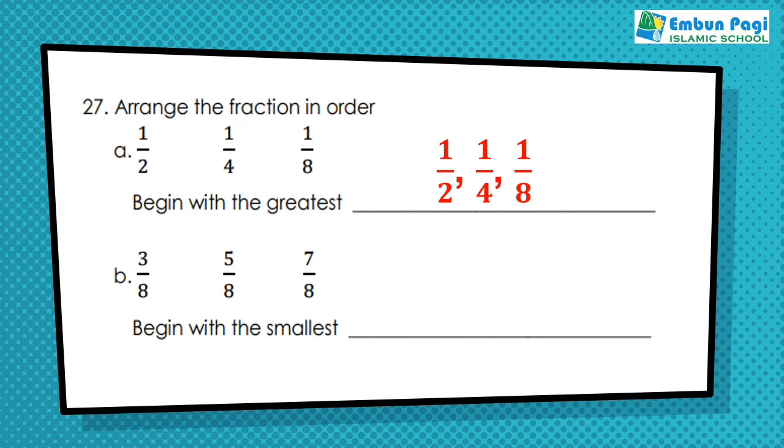Point B. We need to order the fractions and begin with the smallest. Okay, pay attention to the fractions. All fractions have different numerators and the same denominator. So we need to find the smallest numerator and begin with it. Right? We got 3/8 and then 5/8 and the last is 7/8.